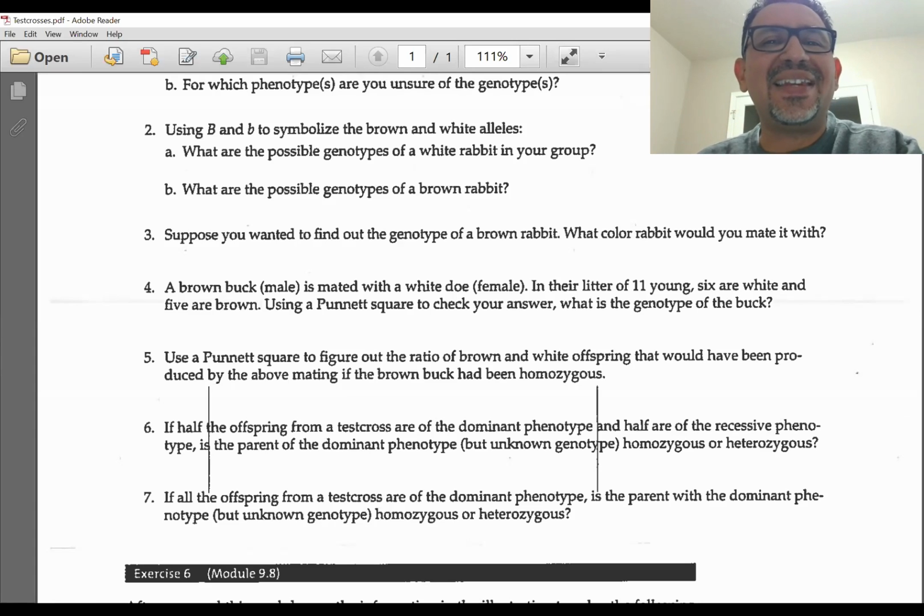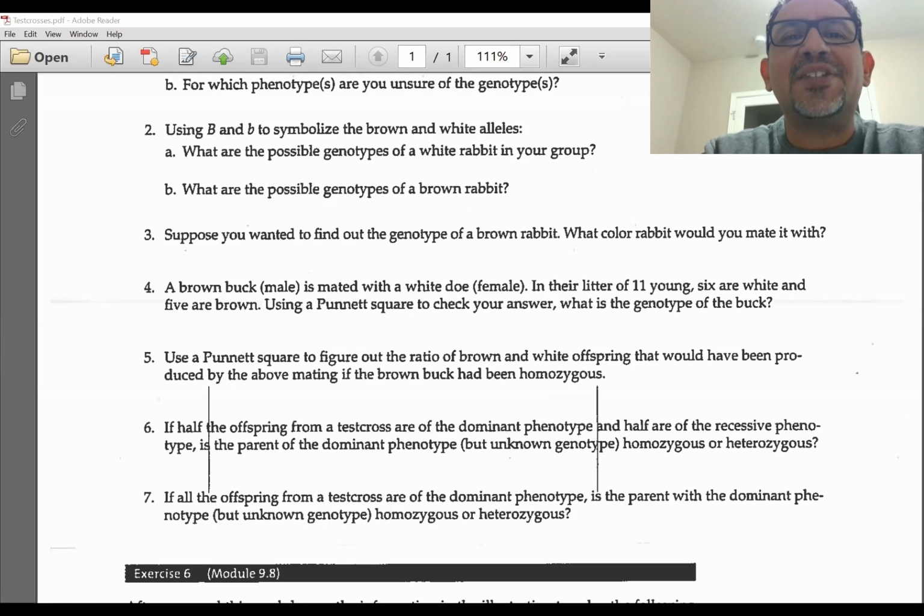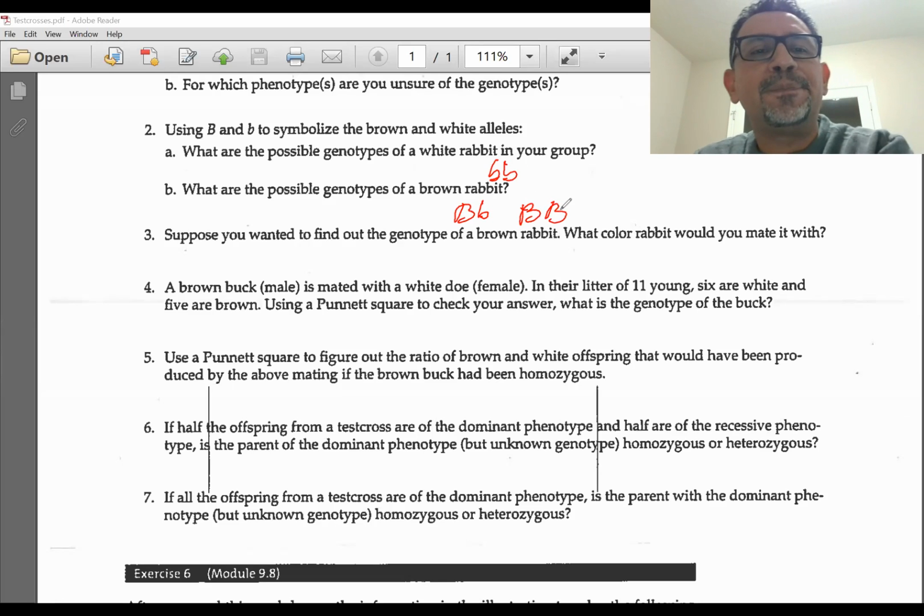Okay, so now the next set of questions is, what are the possible genotypes for a white rabbit in your group? And we had already specified what the genotypes would be. White rabbits are going to be lowercase b, lowercase b, and the brown rabbits are going to be capital B, lowercase b, and then they could also be capital B, capital B.